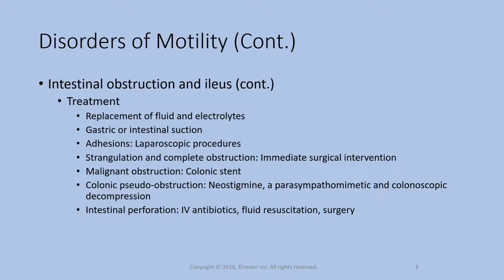So intestinal obstruction treatment: replacement of fluids and electrolytes, gastrointestinal suction, NG tube. Sometimes that's all you need to do. One of the major causes is adhesions from previous surgical procedures. It can also be a symptom of strangulation or complete obstruction requiring surgical intervention. It can be malignant obstructions, or pseudo-obstructions, such as parasympathetic.